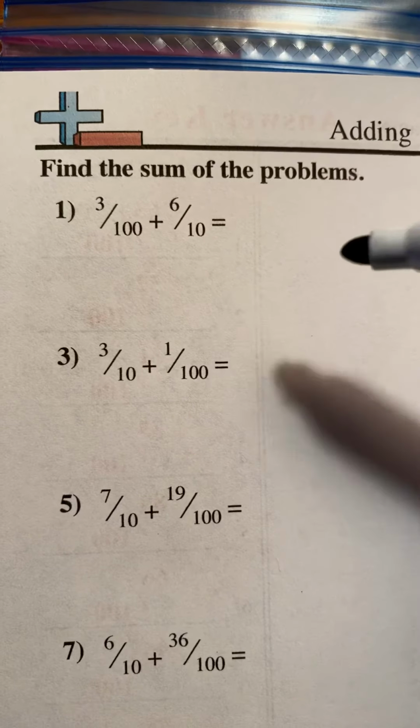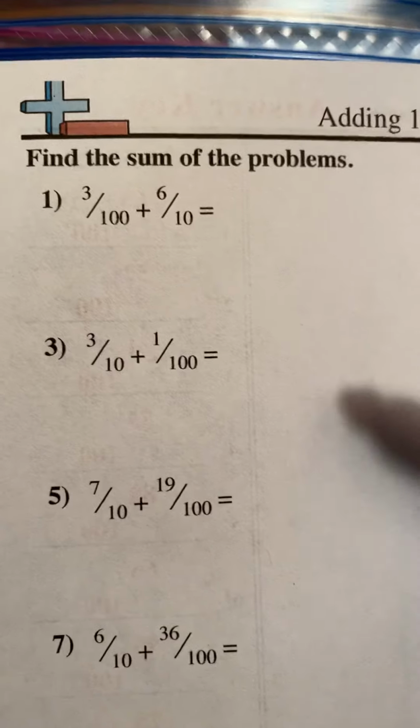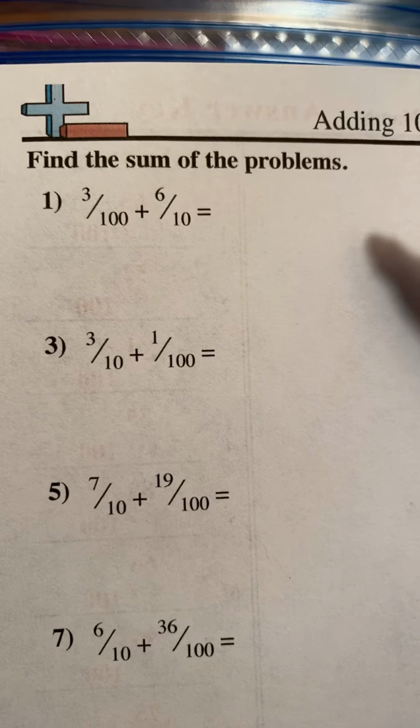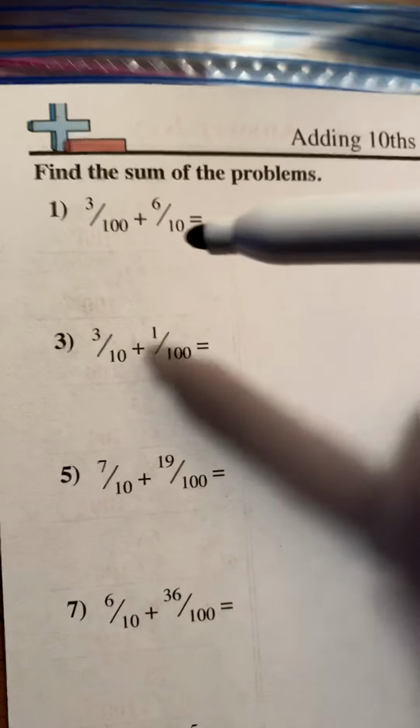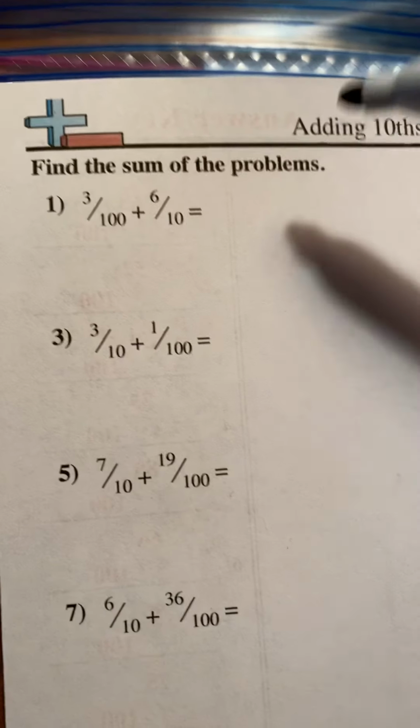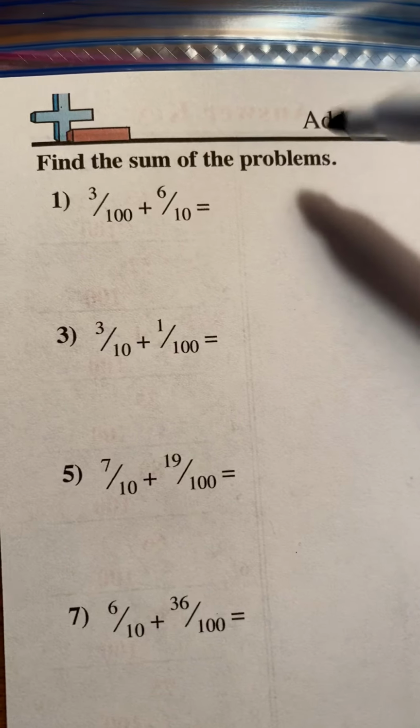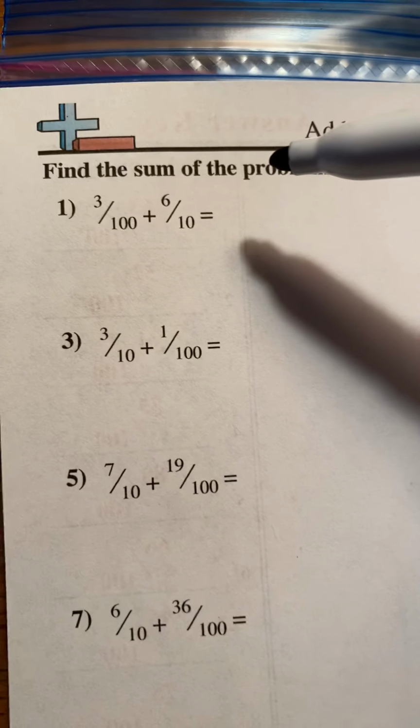So here's our first problem. I'm going to be adding 3 hundredths plus 6 tenths. Now, the one rule with adding fractions, I can never add a fraction unless the denominators are the same. Denominators, 10 and 100, are not the same. So I need to change these fractions so they're equivalent fractions.